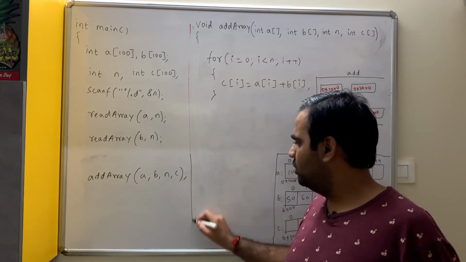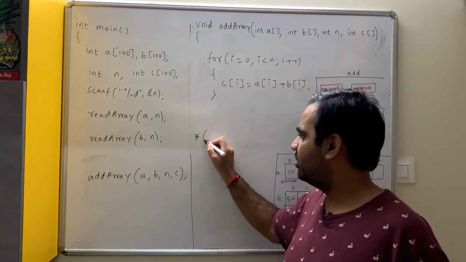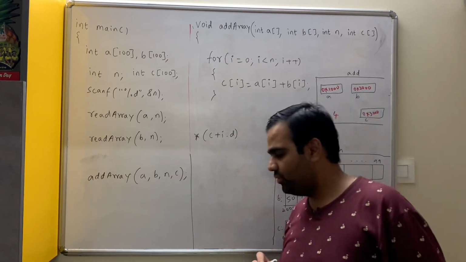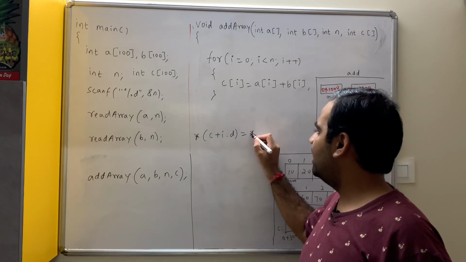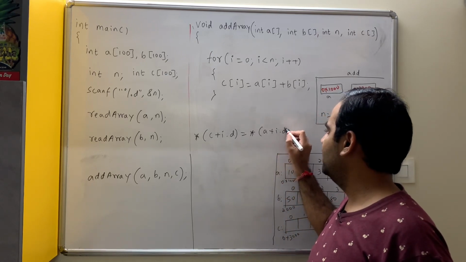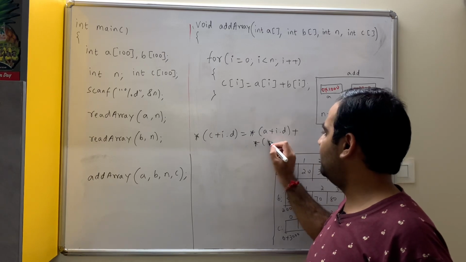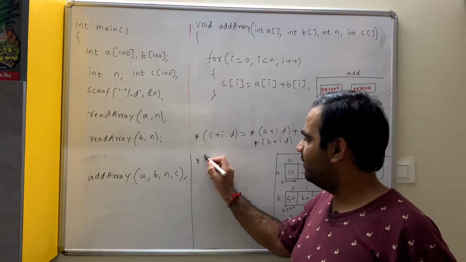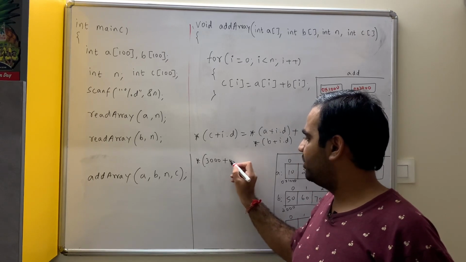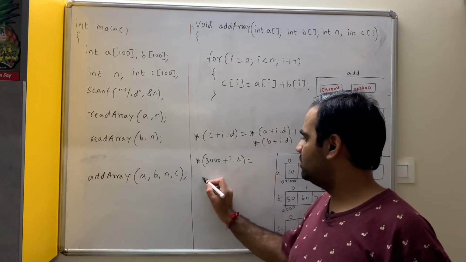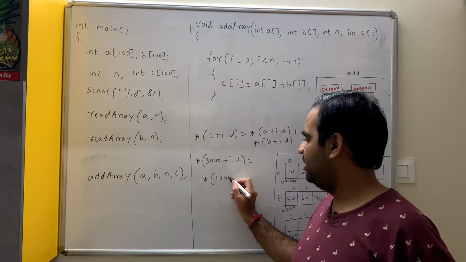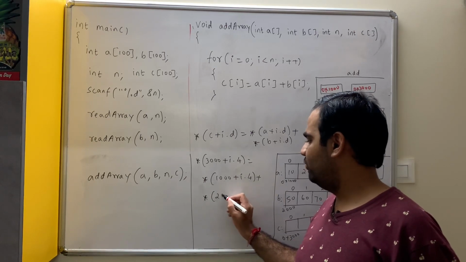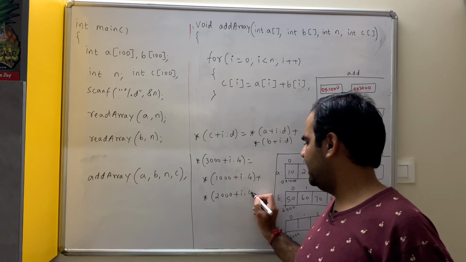Now what will it do? C of I is nothing but star C plus I. Directly I can write it as C plus I into D. This is what the compiler converts. Is equal to star A plus I into D plus star B plus I into D. Now say me, what is the value of C? The value of C is 3000 plus I into 4 is equal to star 1000 plus I into 4 plus star 2000 plus I into 4, because the value of B is 2000, A is 1000.